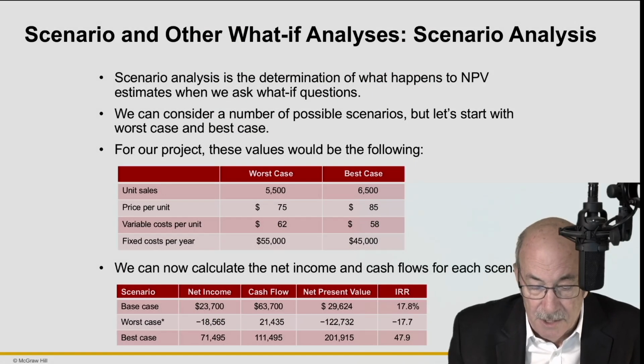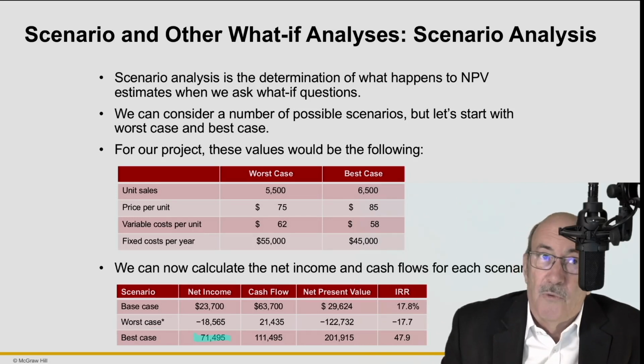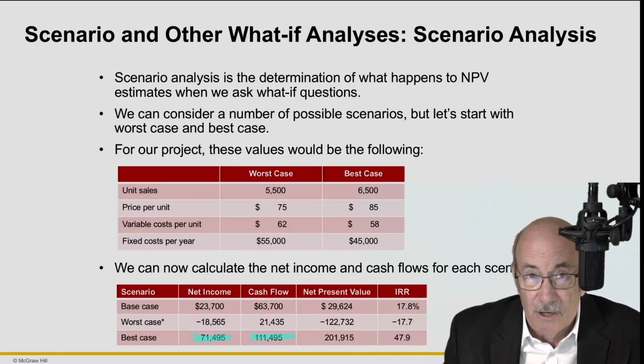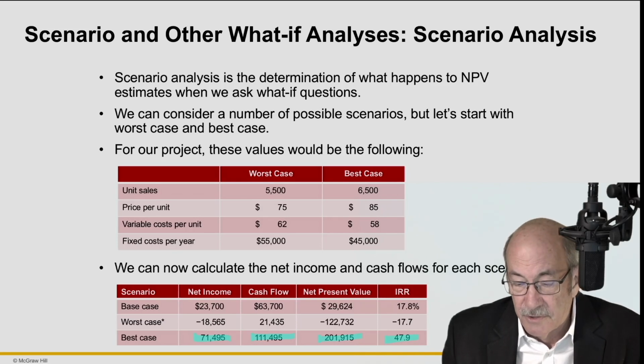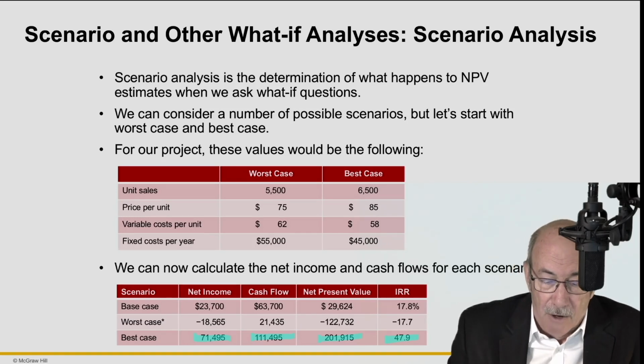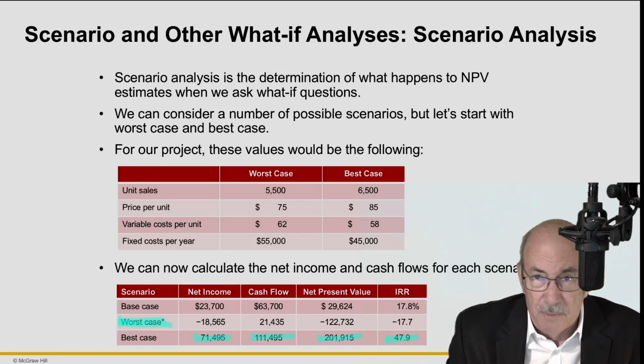Here is the best case, $71,495 net income. When we add back the depreciation and get the operating cash flow, we end up with $111,495 of operating cash flow. Calculate the net present value, comes up to be $201,000, and of course that means that we're getting a much better rate of return on this. We're getting a 47.9% rate of return. Now, for the worst case, there's something very important.